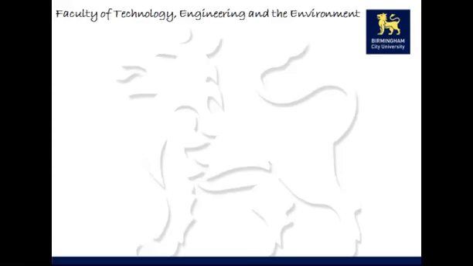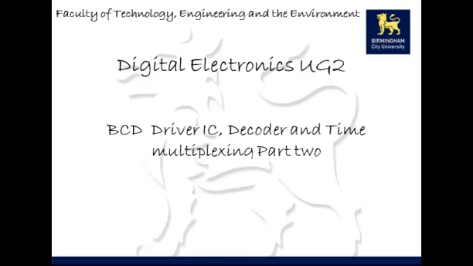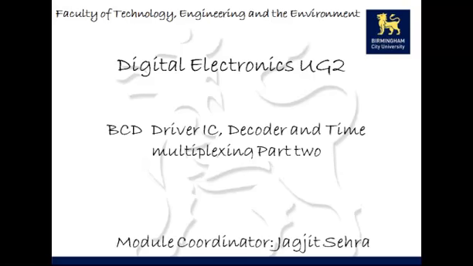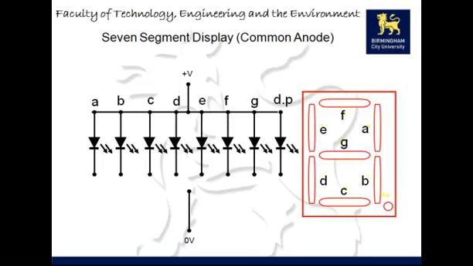Hello folks, this is Jags here with part 2 of BCD driver integrated circuits, decoders and time multiplexing. So we'll continue where we left off. In the previous presentation, part 1 of this complete presentation, we looked at 7-segment displays amongst other things, and we looked at two specific types of 7-segment displays. One was a common anode and one was a common cathode.